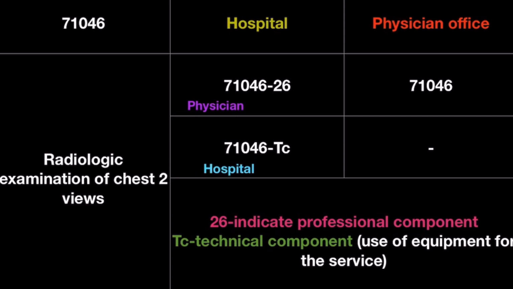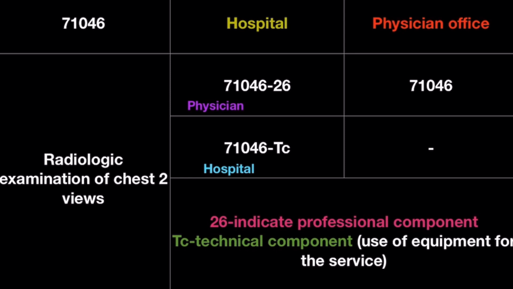Let's learn the concept of modifier with the help of an example. We are going to learn two modifiers, modifier 26 and modifier TC, with the help of the same CPT code 71046. The code description is radiologic examination of chest, two views. Consider two situations: if it is performed in a hospital, or if it is performed in a physician office. In these two situations, appending modifier TC and 26 is different.